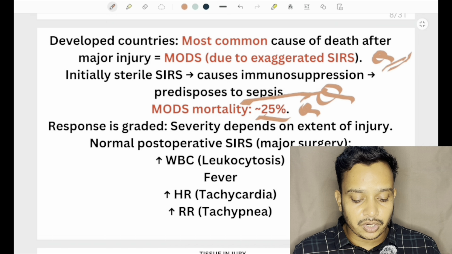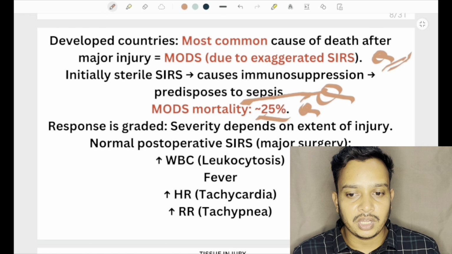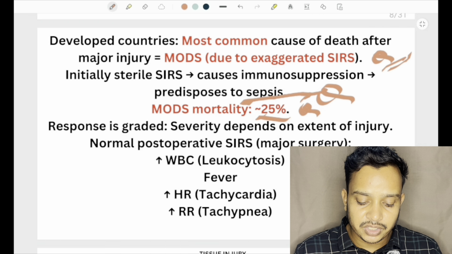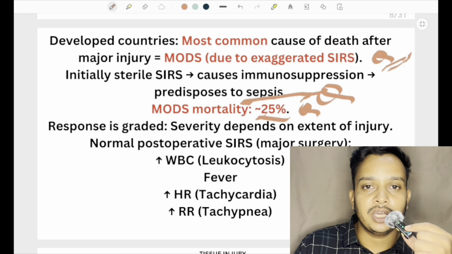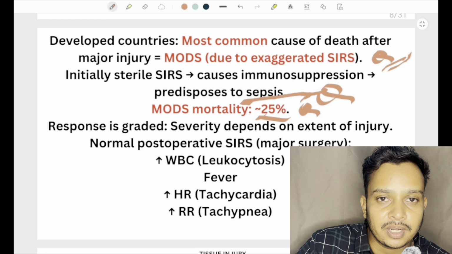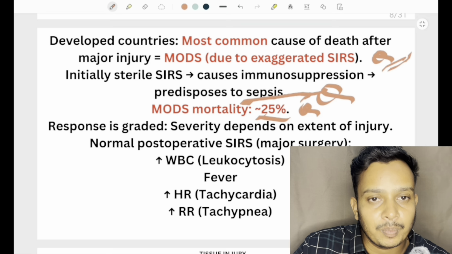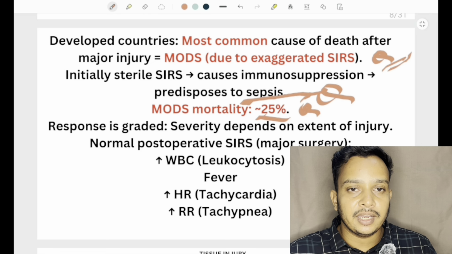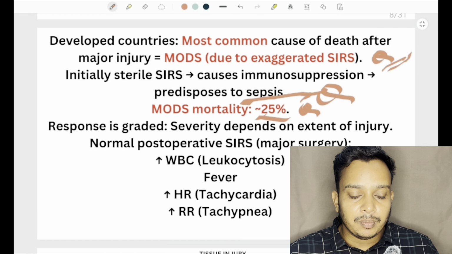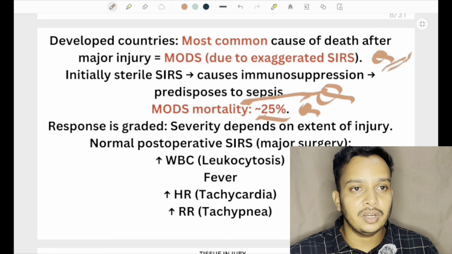The response is graded: if there is a minor trauma, there is a minor response. If there is a major trauma or major sepsis, the response is severely graded. In a normal post-operative patient, suppose you operated a Whipple surgery, hemicolectomy or abdominoperineal resection, on post-operative day 1 or day 2 the patient will have leukocytosis, increased temperature, tachycardia and tachypnea. If this is within day 1 or day 2, you don't need to do anything, you just wait, because the patient is in the state of systemic inflammatory response syndrome.